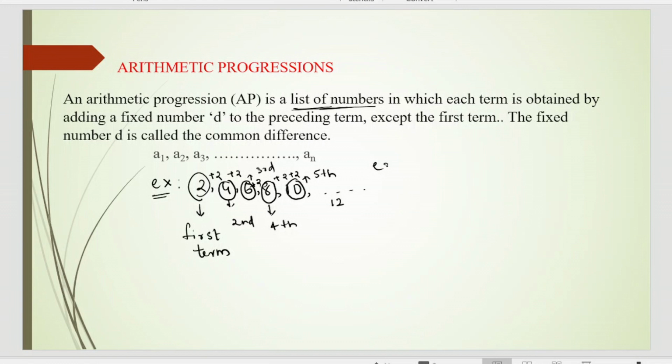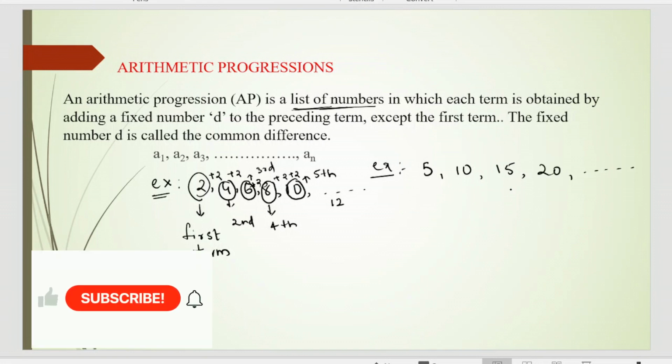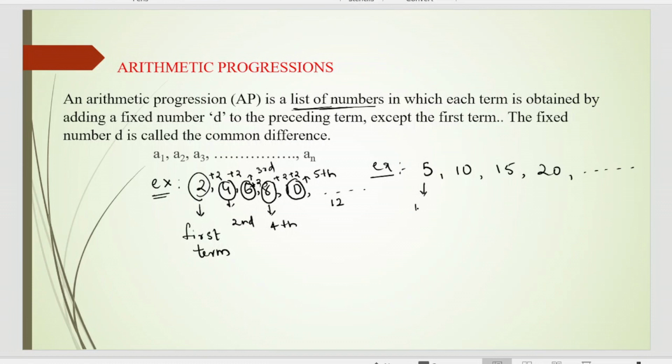Clear? If you take one more example, 5, 10, 15, 20, and so on. This is a sequence of numbers, right? So what is the first term? This is the first term, 5. This one is the second term. This 15 is the third term and 20 is the fourth term.